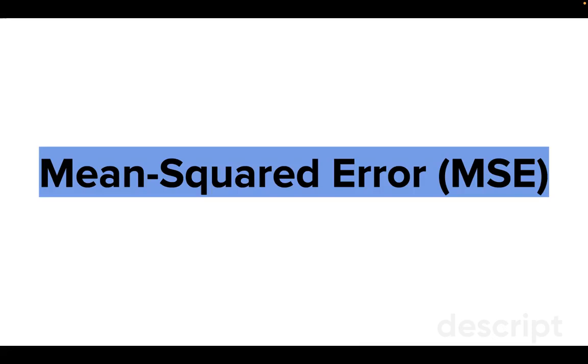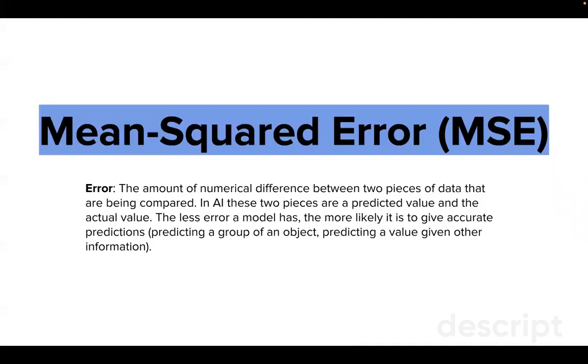Okay, let's talk about mean squared error. Mean squared error is one way that we can measure error. To recap on the definition of error from the knowledge resources, error is the amount of numerical difference between two pieces of data that are being compared.